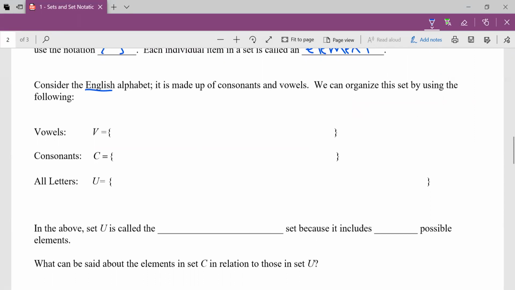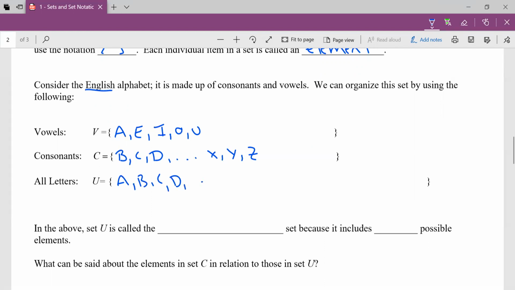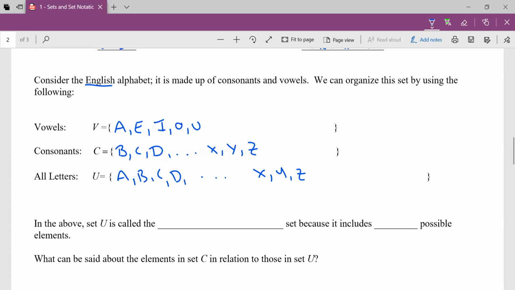Vowels, we're going to call it capital V, and there's that brace, which means the set: A, E, I, O, U, never Y in math. Then our consonants, well, everything else, right? So B, C, D, and I'm going to skip down to the end here, X, Y, Z. And all letters, I labeled it capital U. I'll talk about why in a second. Well, that's all of them right there. And again, I'm just going to skip down to the end like that. Okay, there's our three sets. A very, very basic way to break up the English alphabet.